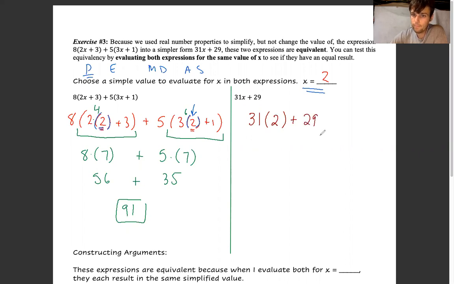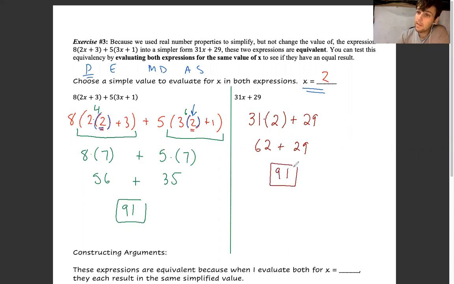All right, much easier, simpler expressions, some bigger numbers, but less to actually do here. We only have multiplication and addition. We got rid of a lot of stuff. Anyway, 31 times 2 is 62, plus 29. 62 plus 29 is also 91.